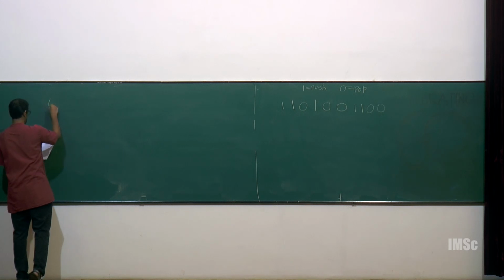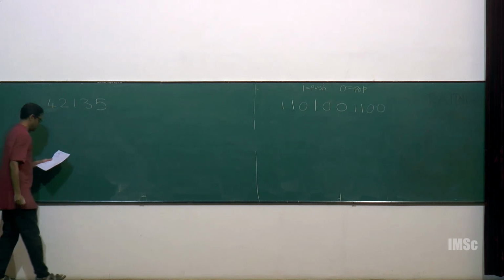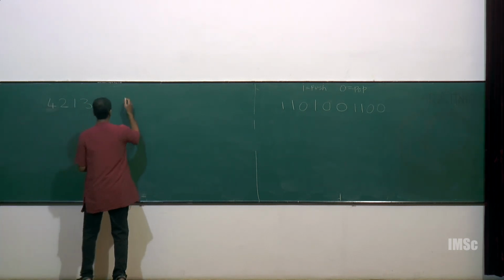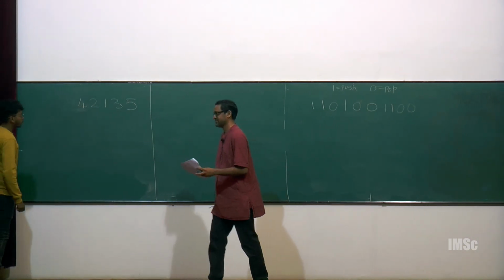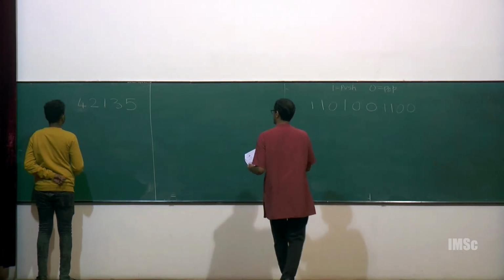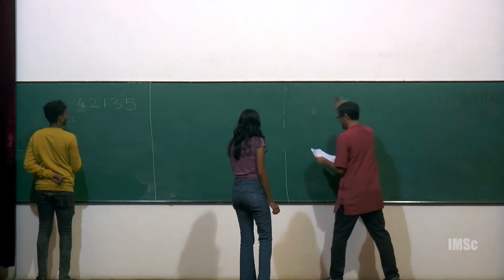So I'm just going to write down 4, 2, 1, 3, 5, and I want you to write the push and the pop sequence for it. And I'll sort of give you the reverse problem.